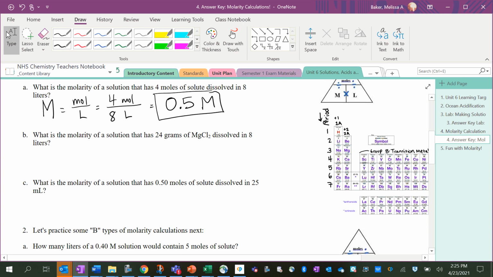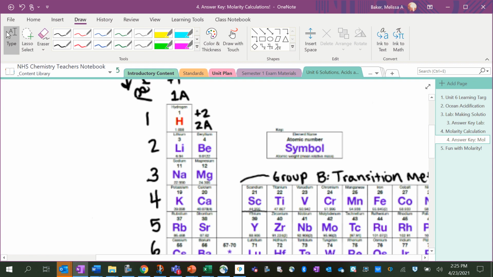What is the molarity of a solution that has 24 grams of MgCl2 dissolved in 8 liters? So again, we're going to be looking for moles divided by liters, but first we've got to get grams converted into moles. So how much does 1 mole of MgCl2 weigh? We've got to go to the periodic table.